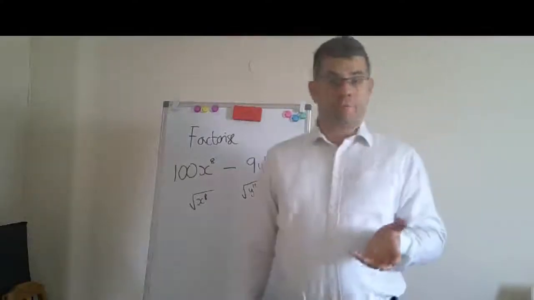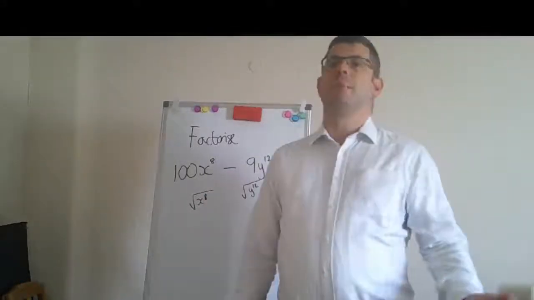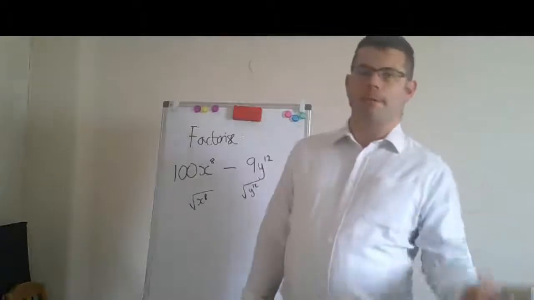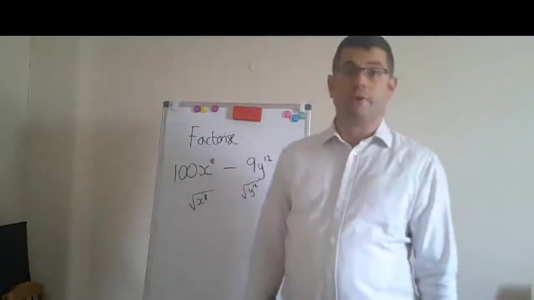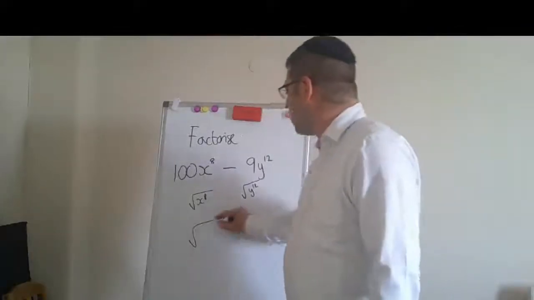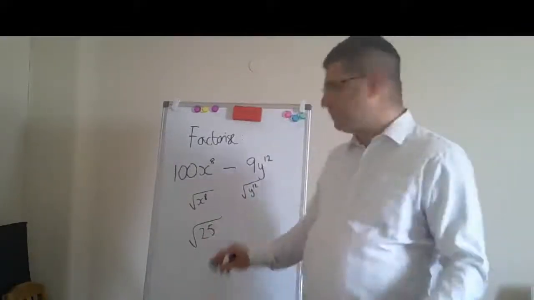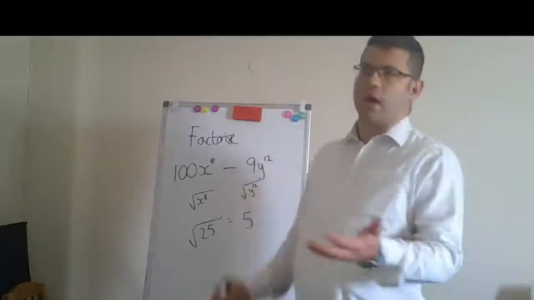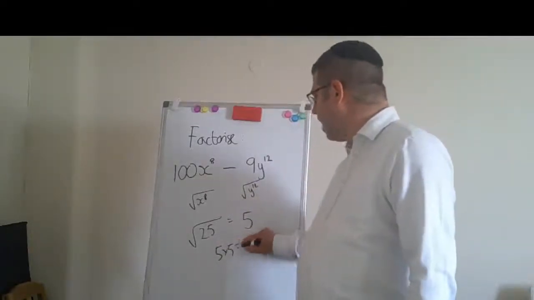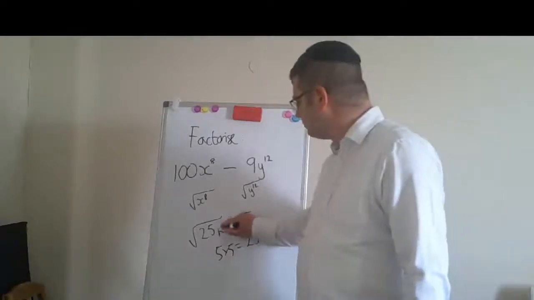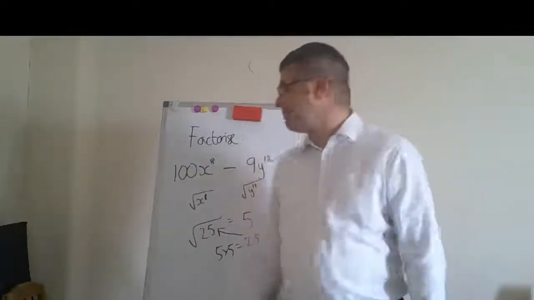So let me tell you. When you square root something, what does it mean? I need something that, when I times it by itself, gives me what's inside the square root. For example, when I square root 25, we know the answer is 5. Why is the answer 5? Because when I multiply 5 by itself, I get 25. That's essentially what a square root is.